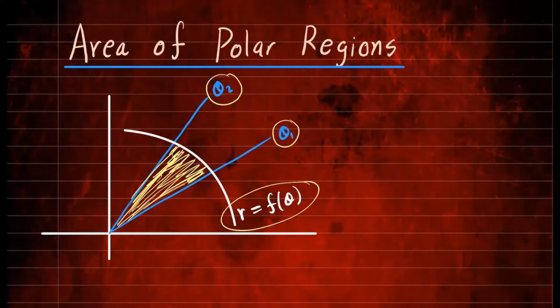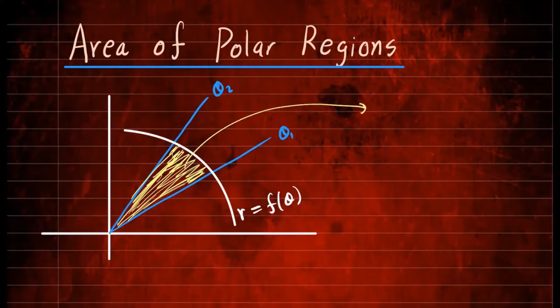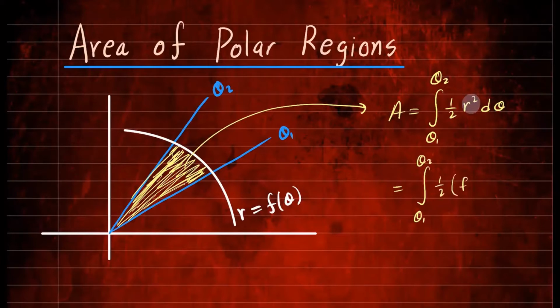So the way you're going to do that is by using a definite integral. So this area is going to be defined as the integral starting from theta 1 to theta 2 of 1/2 r squared d theta. So that's the integration formula we're going to be using to find the area of a polar region. If you want to rewrite r squared in terms of theta, you can also write it as the integral from theta 1 to theta 2 of 1/2 f of theta squared d theta.